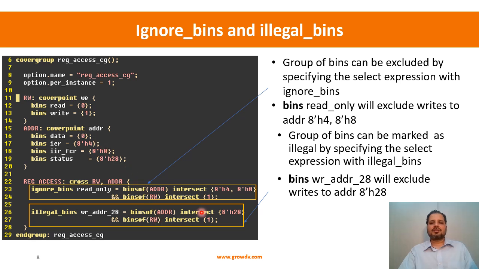Again it gives us these four bins, intersect with hex 28, so it will intersect the status address. And then, again using the logical and, we are saying binsof RW, which is again going to give me these two bins, read and write, intersect with 1, which will give me the write. So what we are saying is that we need to mark the writes to the address 28, because it's a status register. Typically status registers are read, so if at all we see a write to the status register, we are saying it's illegal, and if that happens, then a runtime error will be flagged. So this is the way you can set up ignore bins. You can define multiple sets of ignore bins, and multiple sets of illegal bins can be defined in the cross.